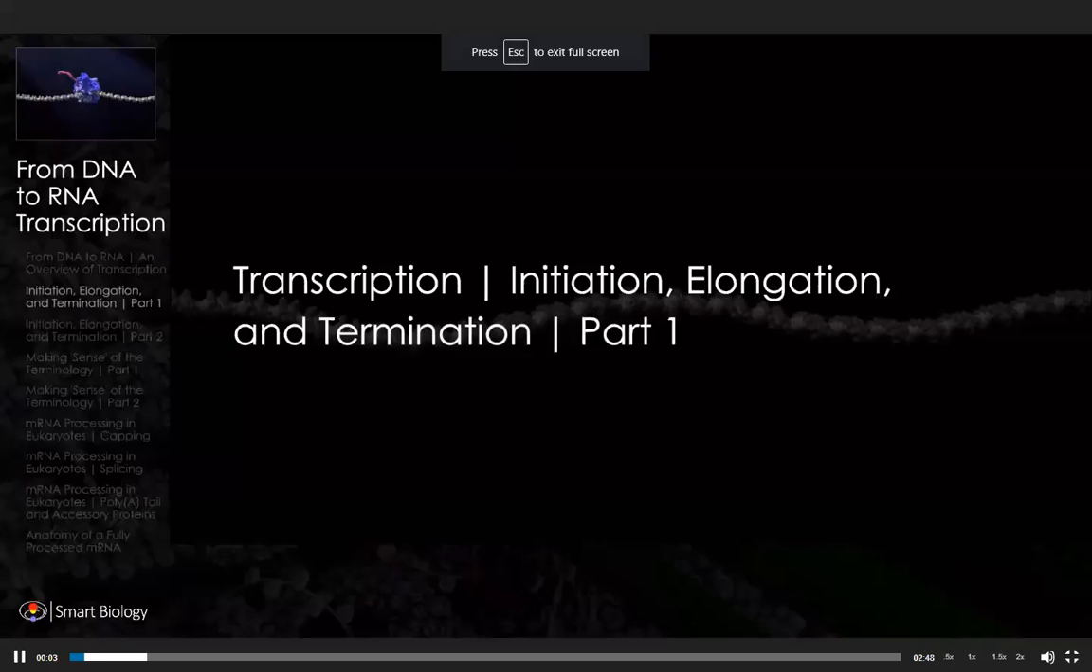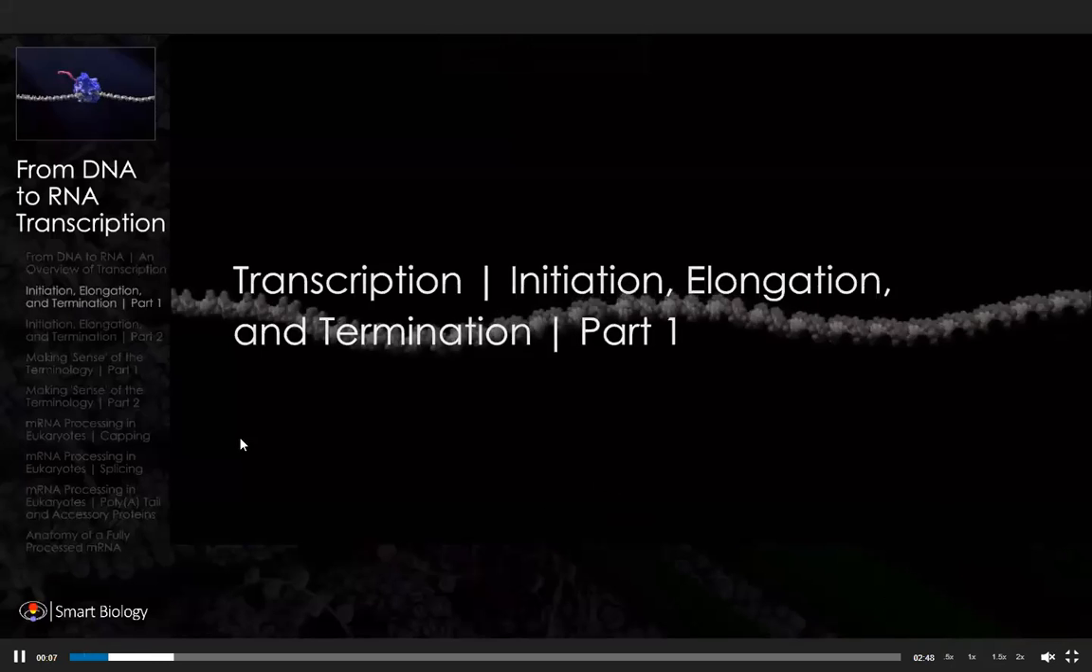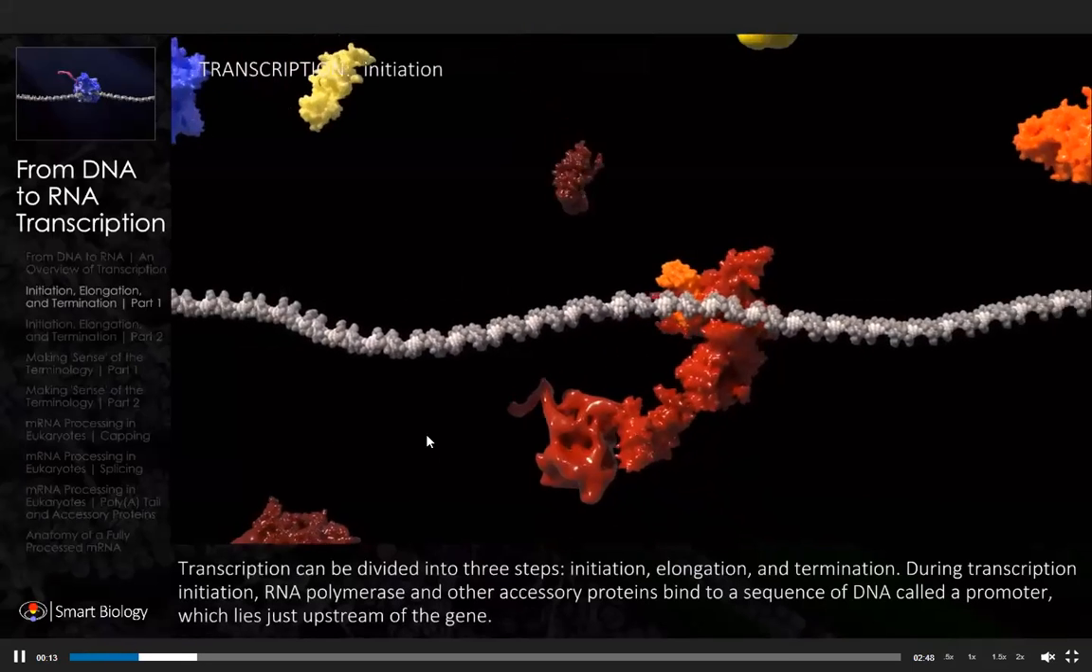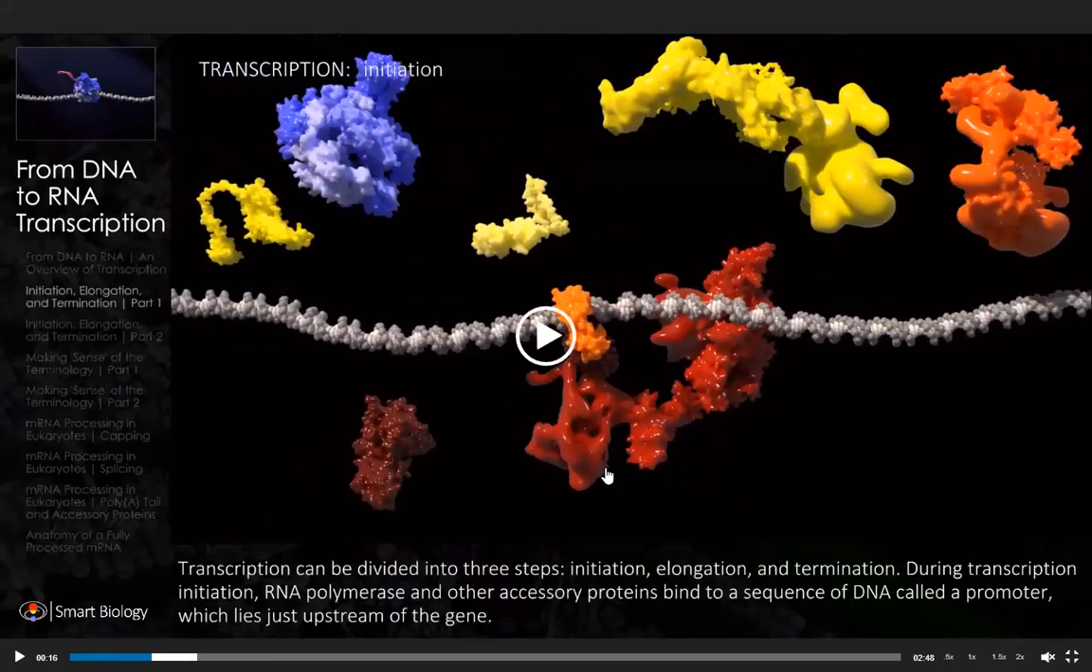So this is the very first part. In the initiation part, transcription, of course, can be divided into initiation, elongation, and termination. The idea here is to have the DNA molecule recognize where the gene is, whether it's on the plus strand or on the minus strand. That will be recognized by the promoter region.